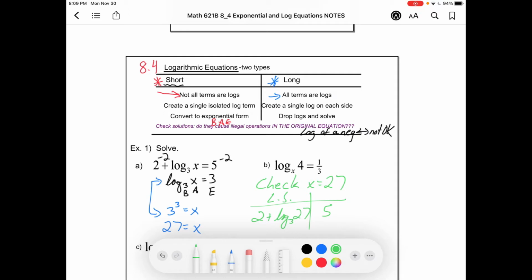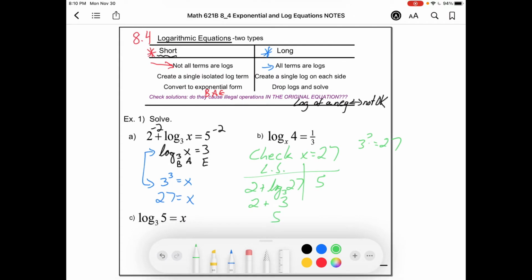And if you work this through, well, the left side is 2. The log base 3 of 27 is asking 3 to the power of what makes 27? So that would be 3. And yes, it works out. We get 5 equals 5. Left side equals right side. Most importantly, we can now say for sure this is the answer.